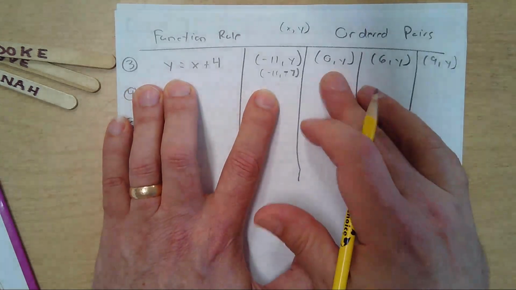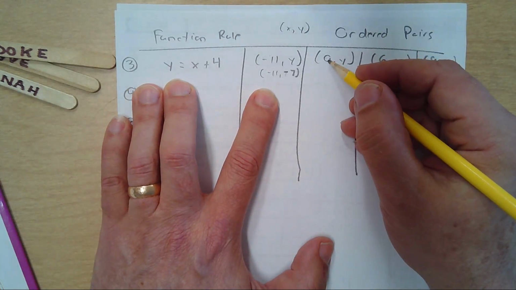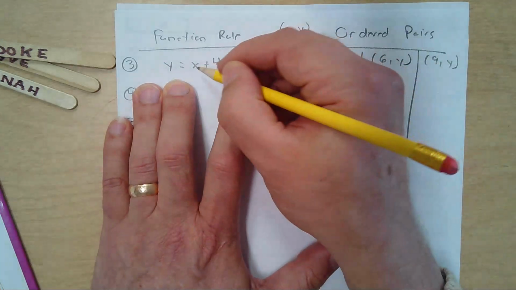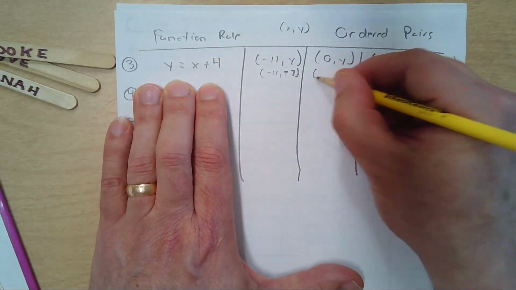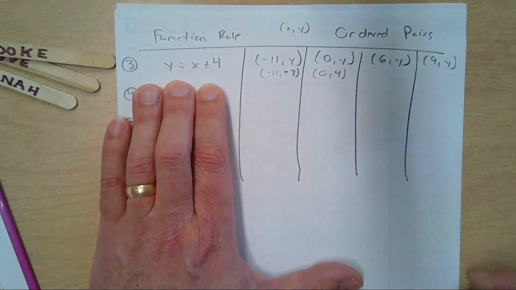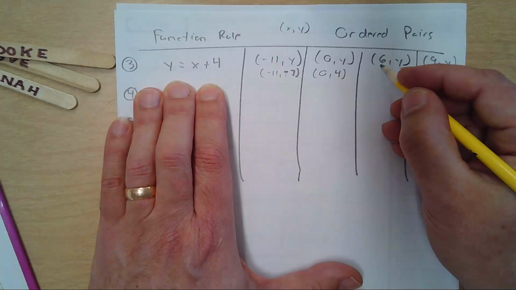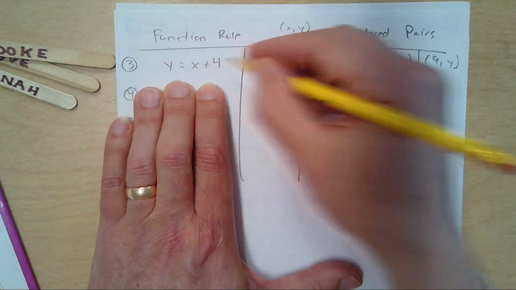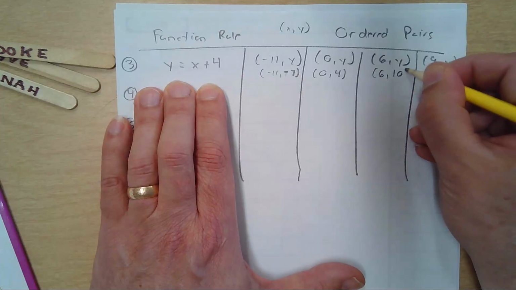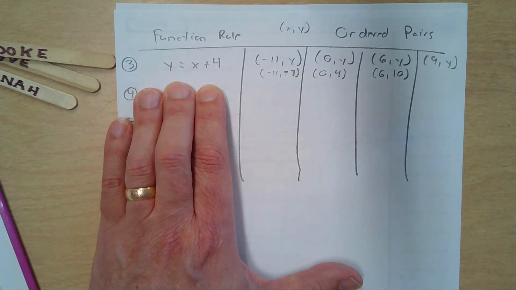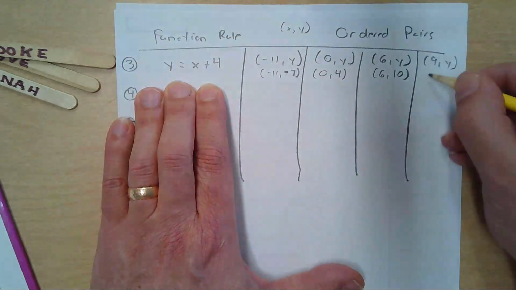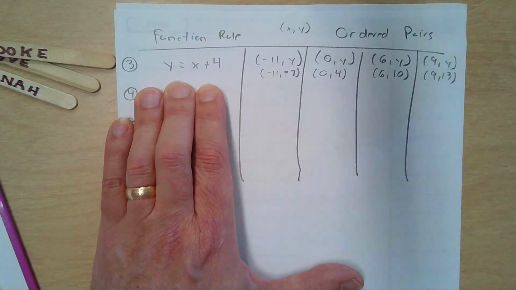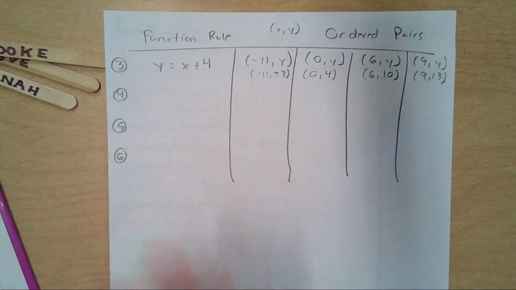So this one here, I see a 0, and I know that 0 is my x value. So I plug it back into the equation. 0 plus 4, y is 4. Agreed? Agreed. 6. Plug it back in. 6 plus 4, y is 10. 9. Back in I go. 9 plus 4, y must be 13. See how we did that? Yep.